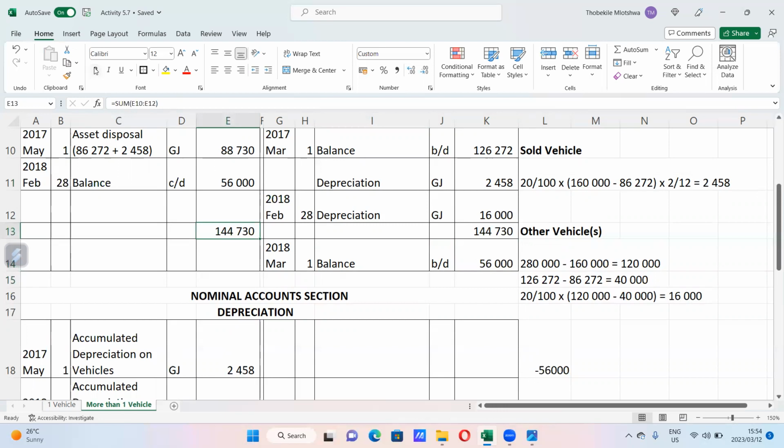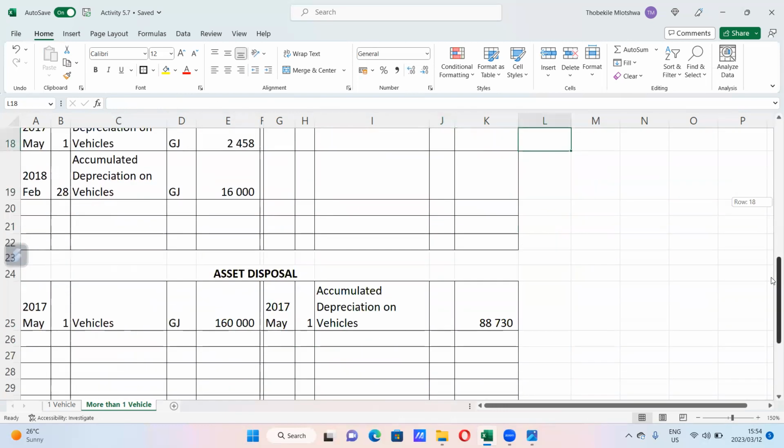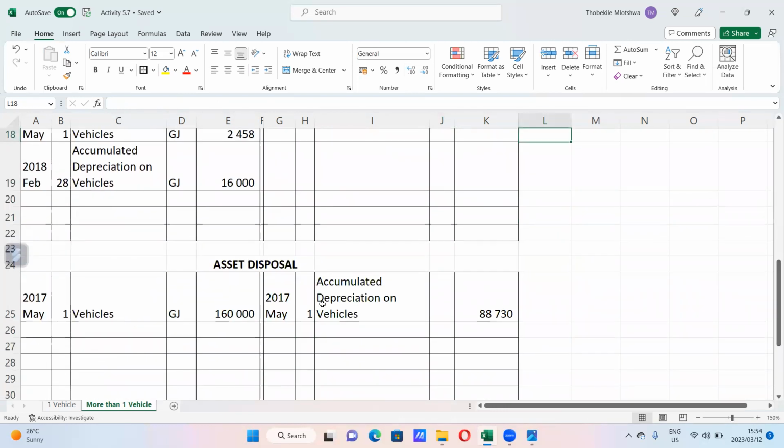So our assets, our accumulated depreciation is up to date for the end of year. Because remember, usually we are required to do depreciation for the end of the year. So it's up to date. And then now let's do the asset disposal. So what is the next step? After updating depreciation and moving both here, the next step is to credit the sale.